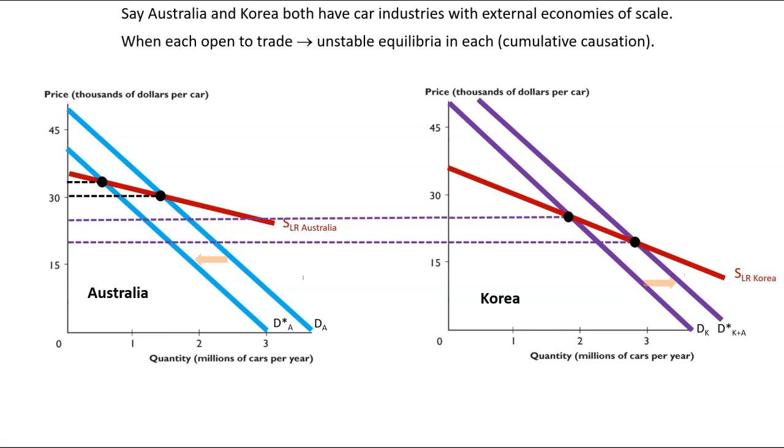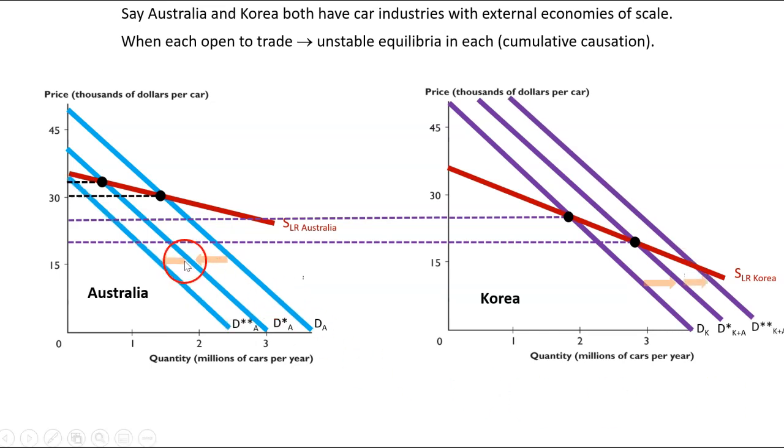which then encourages Australians to further abandon Australian-produced cars and to start increasing the demand further for Korean cars. Their demand shows up in the Korean market, so to speak. All right, so this is going to make it even worse. Where's the equilibrium now for Australian cars? It's here, at this point.